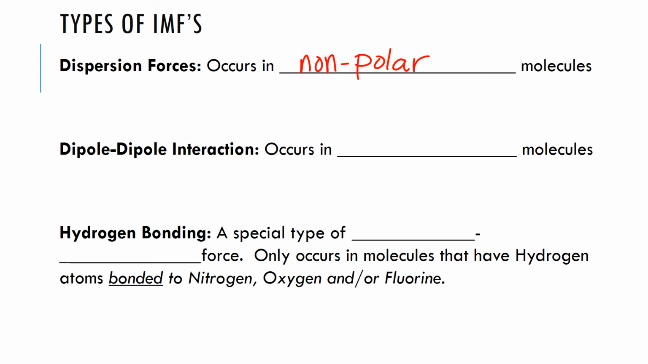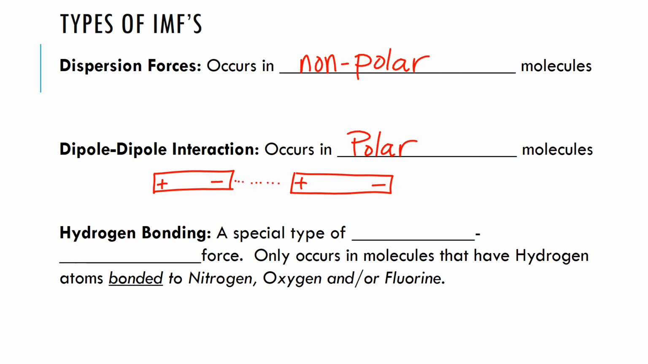Now the next is dipole-dipole interaction. And dipole-dipole will occur in polar molecules. Now, this designation dipole-dipole, the reason they repeat the words is because the nature of this bonding, this intermolecular force, is polar molecules lining up with opposite ends close to each other. So positive lines up with negative. And that space in between is the intermolecular force.